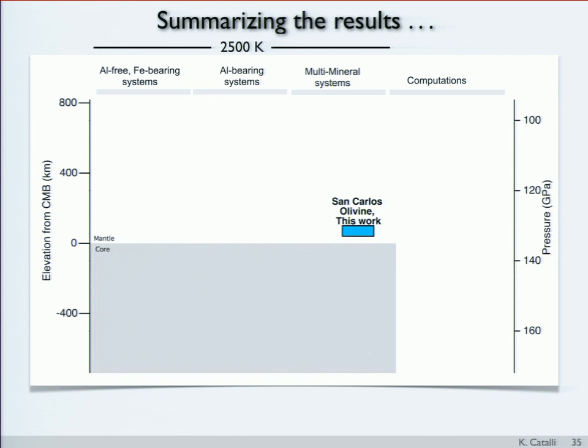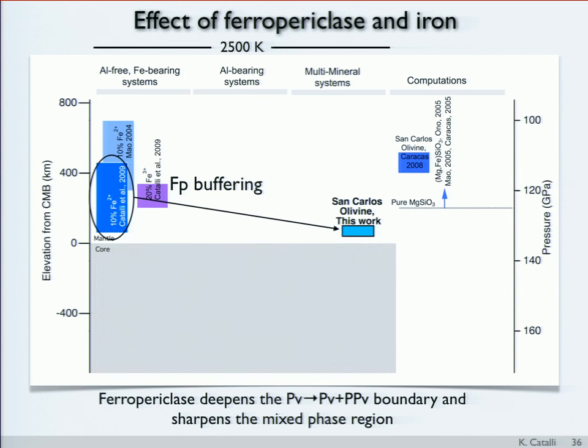So just kind of summarizing this all together, I'm going to look again at the elevation from the core mantle boundary, and look at this in aluminum-free systems, aluminum-bearing systems, and then these multi-mineral systems. And we see this San Carlos olivine has this relatively narrow transition occurring just above the core mantle boundary. And this is compared to what we measured in the single component system, where these have the same iron content, but this is the effect of the ferropericlase is to narrow the boundary compared to this.